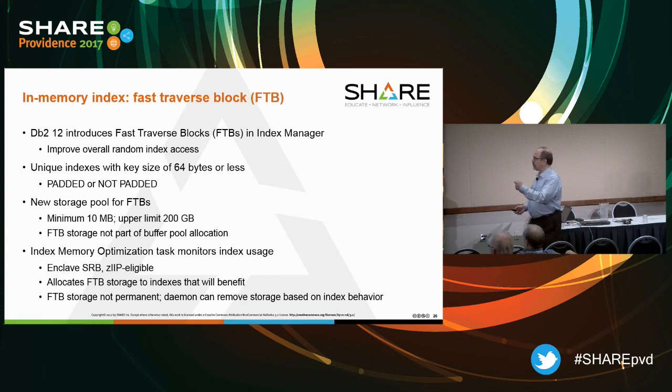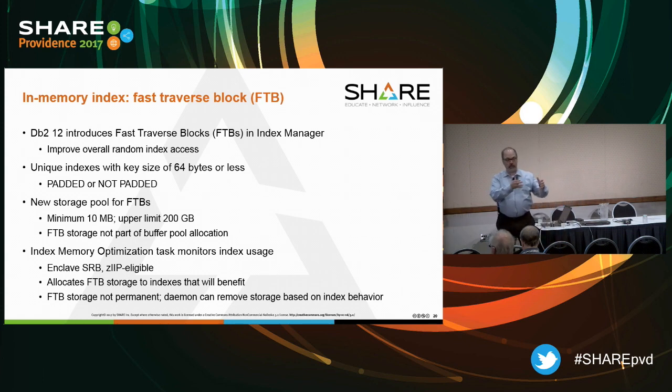So in version 12, with the FTBs, we're making a change to Index Manager to try and give the kinds of benefits to random access that index look aside gave to the sequential sort of access. And what we're going to do is, for unique indexes where the key is 64 bytes or less, and it doesn't matter whether they're padded or not padded, Db2 will track your usage of those indexes and determine which ones are candidates to be put into a fast traverse block. A fast traverse block is a section of memory allocated outside of the buffer pool where Db2 is going to lay out the root page and the non-leaf pages so that it can traverse, if you will, the root and non-leaf pages without doing get page and release page. So that's where the CPU savings comes from.